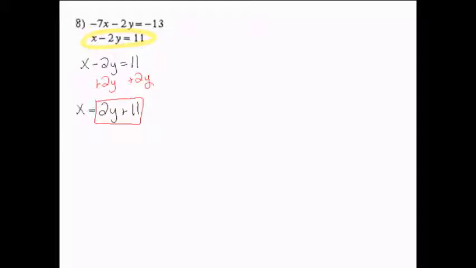So my other equation was negative 7x minus 2y equals negative 13. So I'm going to take this 2y plus 11 and put it in for this x at the negative 7. So I have negative 7 times 2y plus 11 minus 2y equals negative 13. I don't have any x's now, I can find y. Distribute the negative 7.